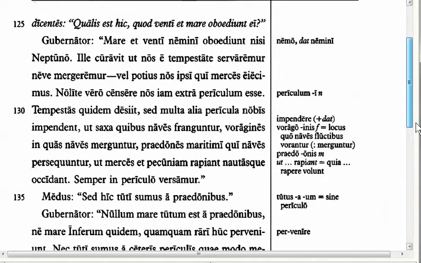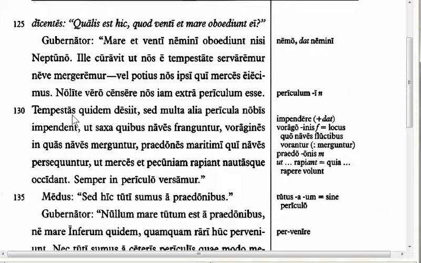And here we have, we'll need to start with, well, we need to get down here. So we'll start all the way up at "tempestas quidem desiit, sed multa alia pericula nobis impendent, ut saxa quibus naves franguntur, voragenes in quas naves merguntur, praedones maritimi qui naves persequuntur, ut merces et pecuniam rapiant nautasque occidant."